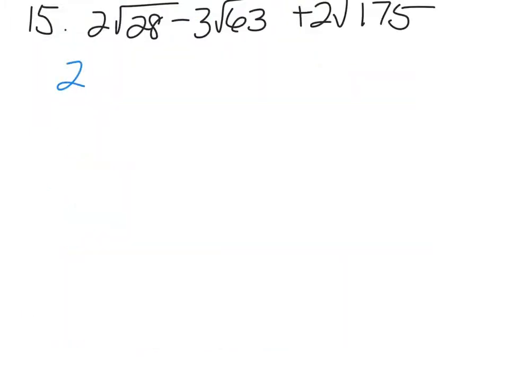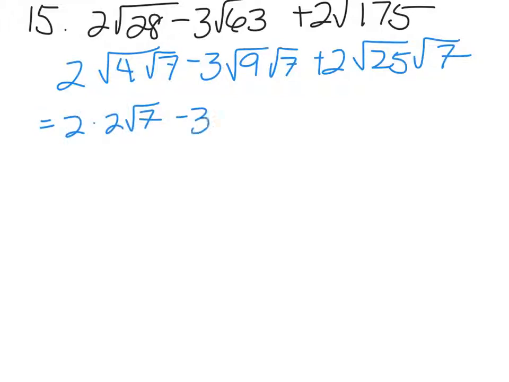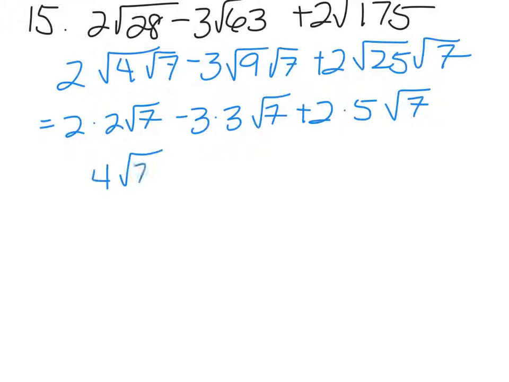We can do 28 is 4 times 7. 63 is 9 times 7. I'm guessing if we take 175 divided by 7, it works. It's 25 times 7. Square root of 4 is 2. Square root of 9 is 3. Square root of 25 is 5. 2 times 2 is 4. 3 times 3 is 9.